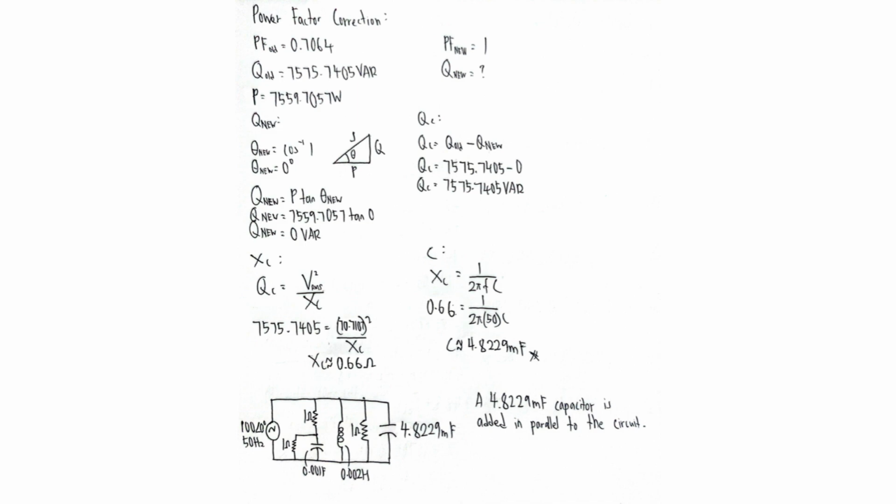Next is to use the new reactive power to find the reactive power of the capacitor, and that is equal to the old reactive power minus the new reactive power. After that, use the reactive power of the capacitor to find the impedance of the capacitor and convert it to the value of the capacitor, and the value of the capacitor is 4.8229 millifarad. So a 4.8229 millifarad capacitor will be added in parallel to the circuit.